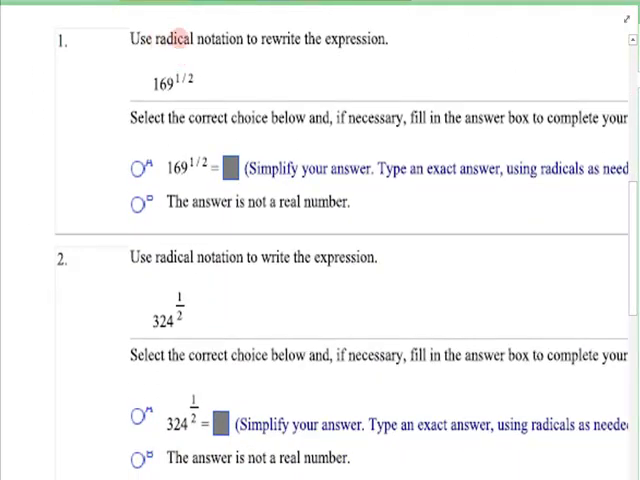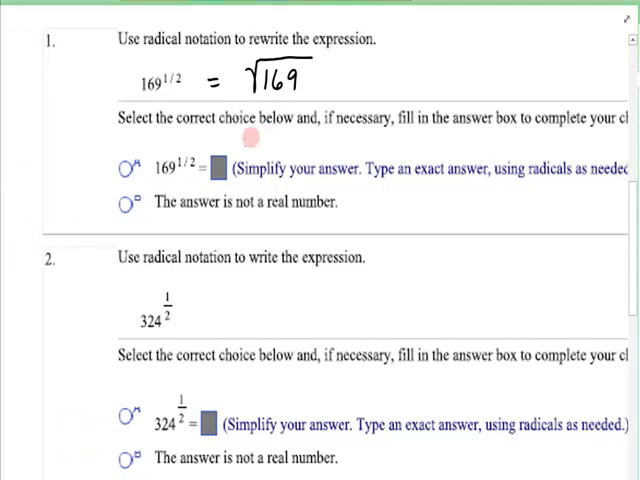All right, number 1. Use radical notation to rewrite the expression. If it's raising it to the 1/2 power, then it's square root. That's the square root of 169. Then it says select the answer below, and we're supposed to simplify your answer. In other words, if this is a perfect square, then take its square root. So you're not going to put square root of 169. You need to think it, but you need to take its square root, which is 13.